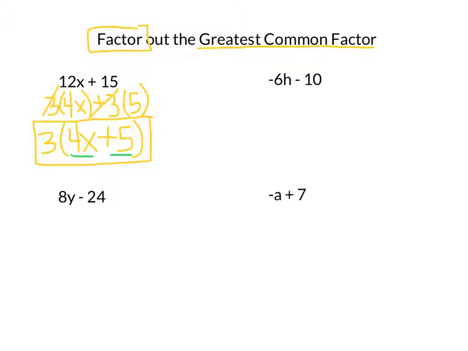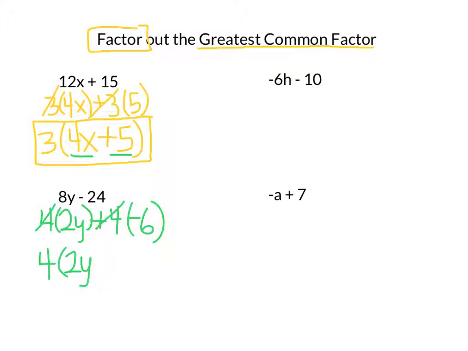So let's go down to 8y minus 24. Again, what do they have in common? The first thing I see that they have in common is a 4. So 4 times 2y. And since the 4 is positive here, I want to keep the 4 positive over here and keep that negative with the 24. So 4 times negative 6 will give me negative 24. And again, I take out the positive 4's and put them in front. And then I'm left with 2y plus negative 6. So I don't really want to do plus and negative 6. I want to go ahead and do minus 6.